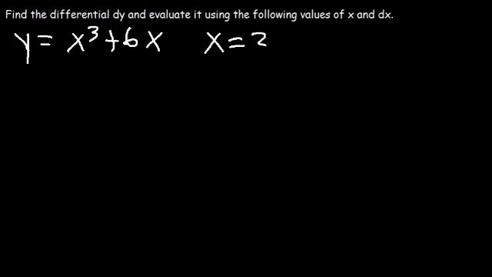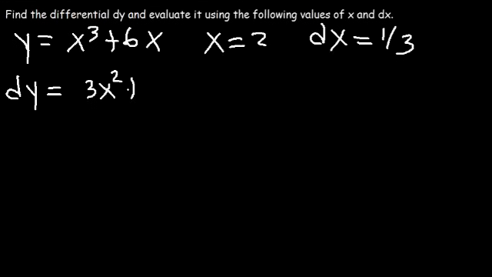Now let's try another problem. So let's say y is equal to x cubed plus 6x, and this time we're given an x value and also the value of dx. So how can we find the differential dy? So dy is going to be the derivative of x cubed plus 6x, which is 3x squared plus 6, times dx.